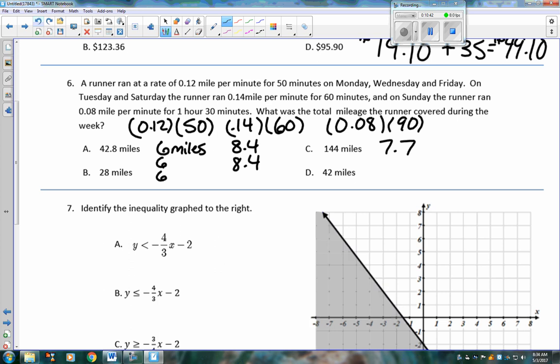I'm missing a day? Monday, Wednesday, Friday, Tuesday, Saturday, Sunday. Okay, so he didn't run on Thursday. So what's my total miles? D. 42. Thursday was his recover day.